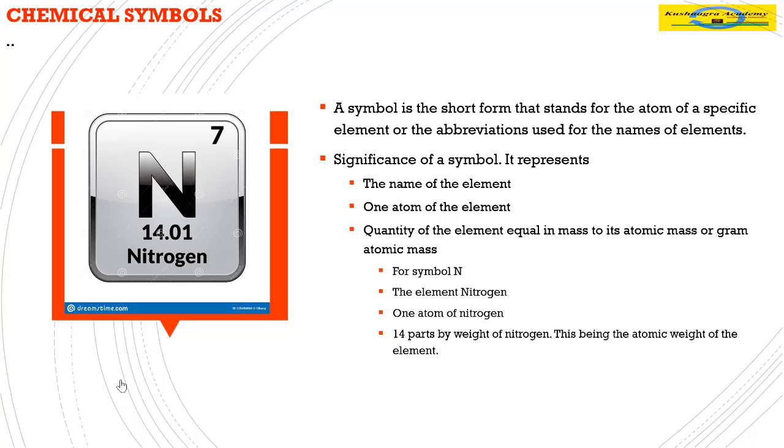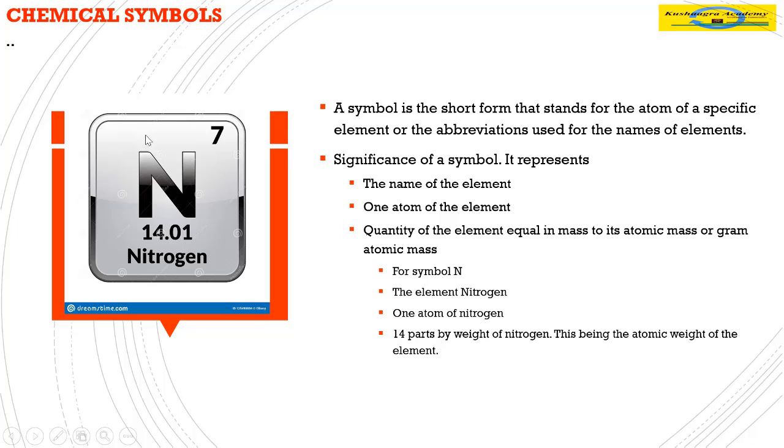In chemical symbols, we will study how to write the symbols and what they represent. So first we will go through the definition. A symbol is the short form that stands for the atom of a specific element, or the abbreviations used for the names of the elements. It represents the name of the element, one atom of the element, and the quantity of the element equal in mass to its atomic mass or gram atomic mass.